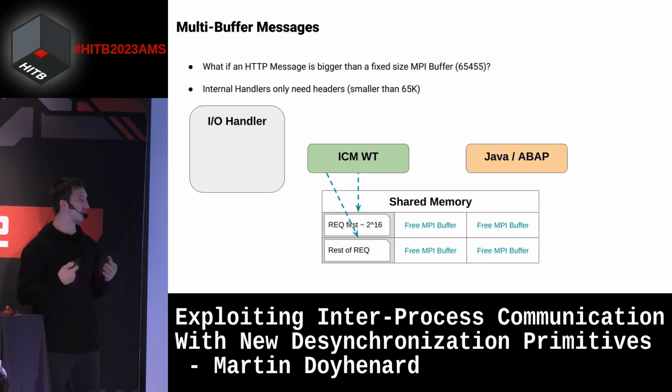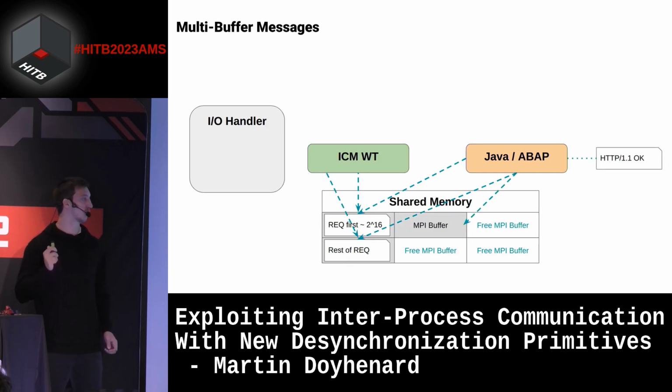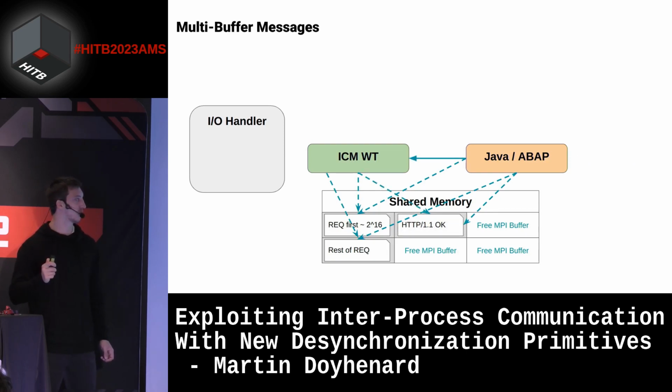If the internal handlers fail to resolve this, which is the expected case, because, as I said, they shouldn't be able to resolve large requests, the rest of the request will be placed in another MPI buffer. If it's even longer, then more MPI buffers can be used. And then all these MPI pointers are going to be sent to the Java or ABAP process. The worker process will generate a response. It will store it in the MPI buffer, send the reference back to the ICM, and now the ICM can forward the response back to the client.